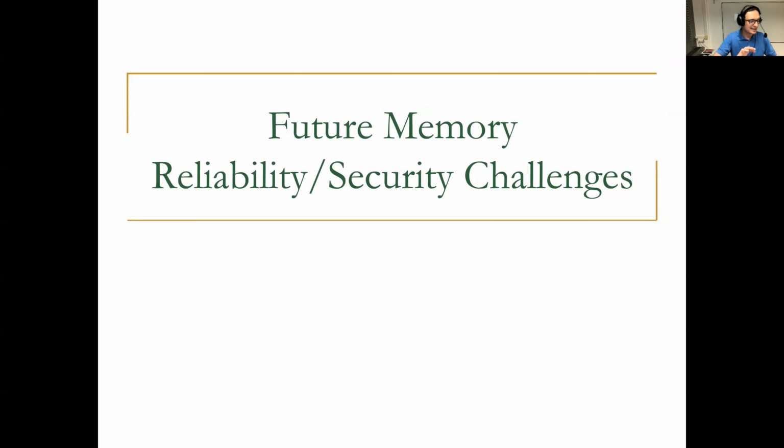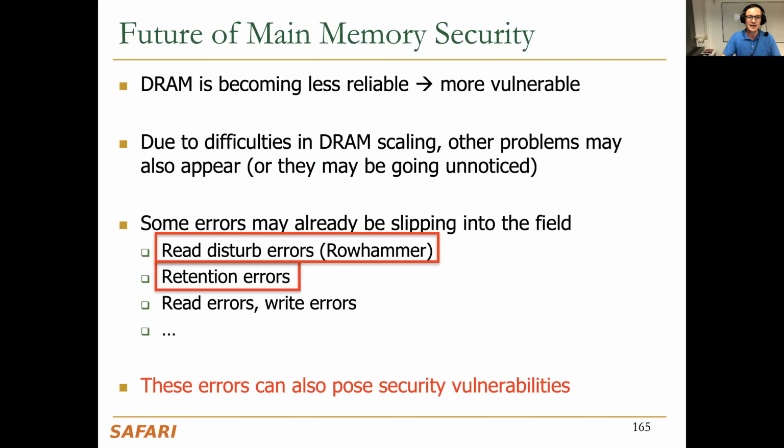Now, let me take a quick aside to future memory reliability and security challenges, because I've talked about RowHammer, it went very deep, but clearly DRAM is becoming less reliable and more vulnerable. Due to difficulties in technology scaling, other problems may also appear, or they may already be going unnoticed. Some errors may already be slipping into the field. Read disturb errors are examples. Retention errors are other examples. For these reasons, clearly industry introduced ECC, but ECC caused its own problems. And these errors can also pose security vulnerabilities, unfortunately.